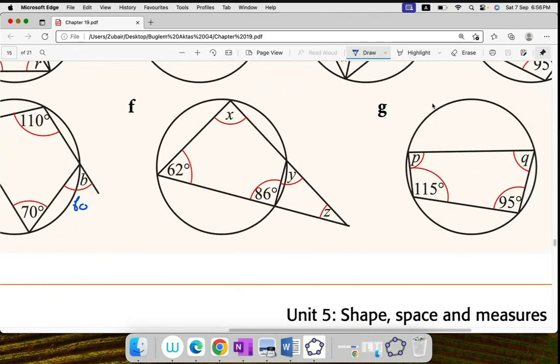F. What is Y? Y is 62. Now X. X is 94. Now Z. 24. Correct.